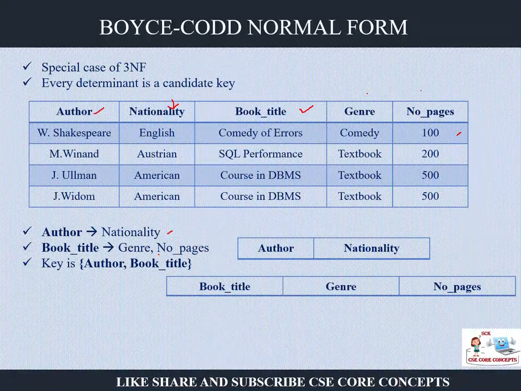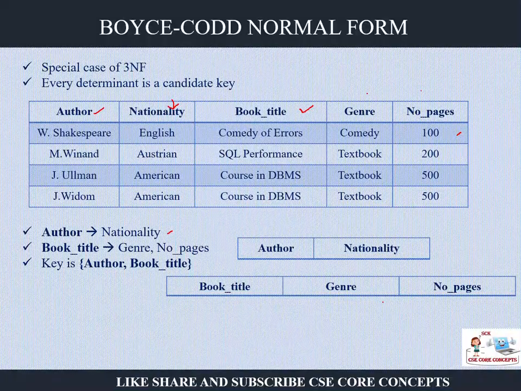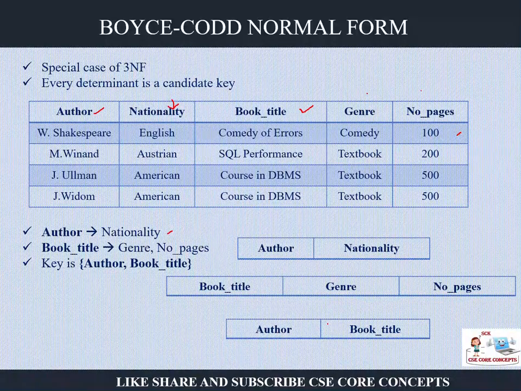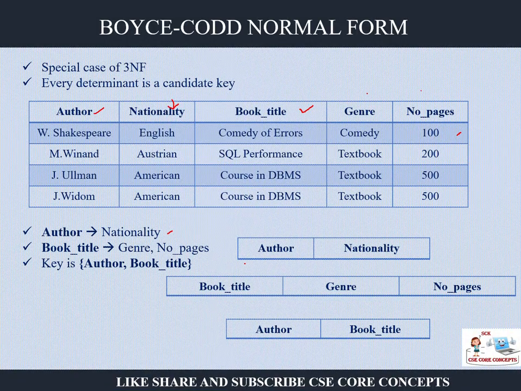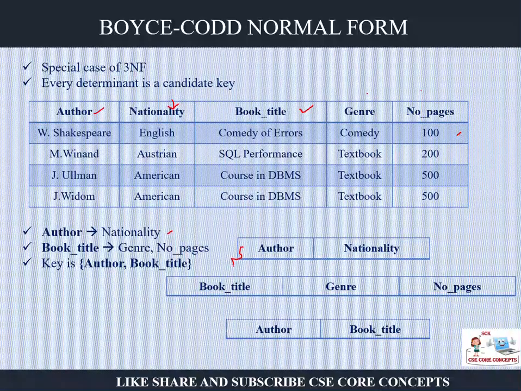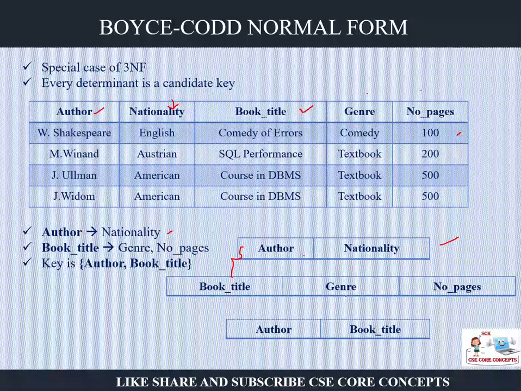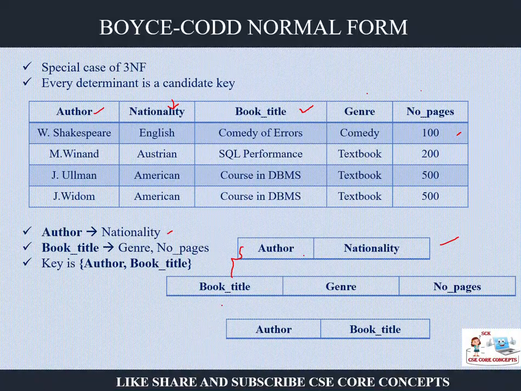So author and nationality will be one table, and book title, genre and number of pages is the other one. And you can create a third table joining these two because there is no link. Author nationality is a single table, book title is a separate table. Now, how will you know who is the author of this book? So you have to join these two tables. So you create a third table where author and book title are combined.